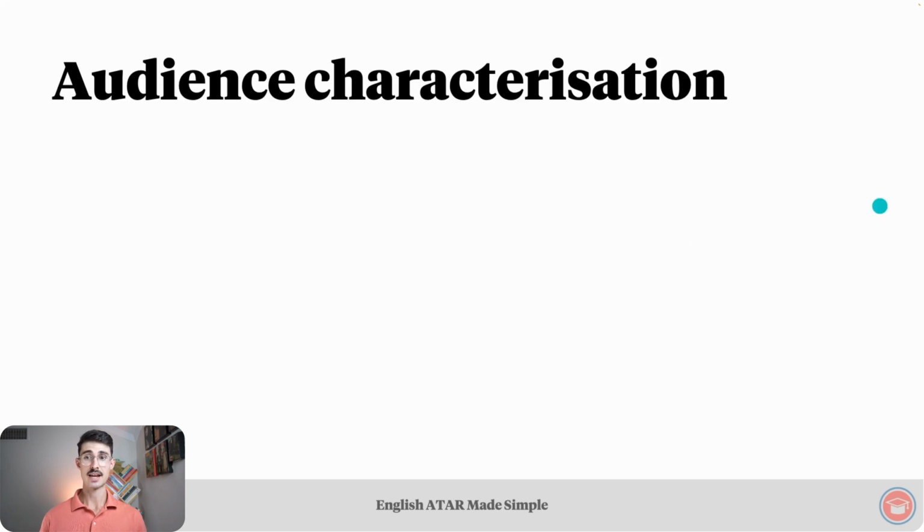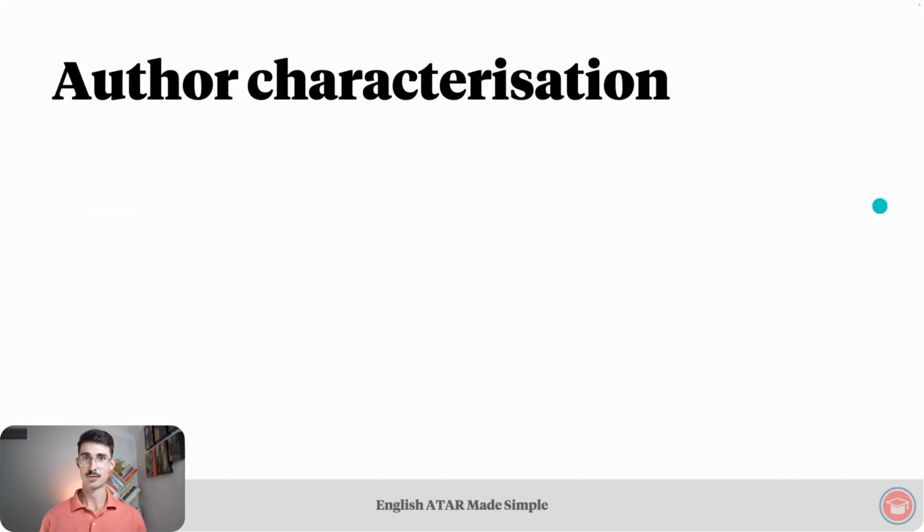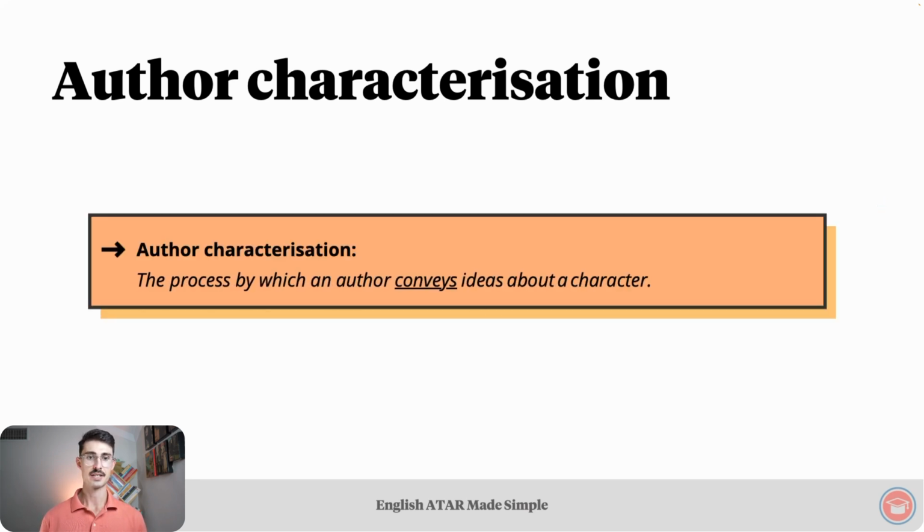Starting with audience characterization, which refers to the process by which an audience constructs ideas about a character. That's our first type. What about our second type? That is author characterization, which refers to the process by which an author conveys ideas about a character. Notice the use of the word constructs in audience characterization and the word conveys in author characterization. What this is telling us is that the audience forms or creates ideas about a character in their own mind, whereas the author conveys or shows ideas about a character.